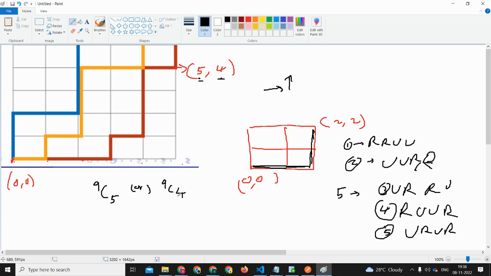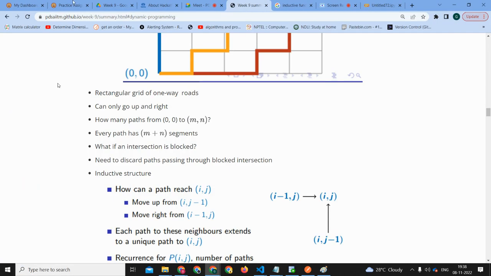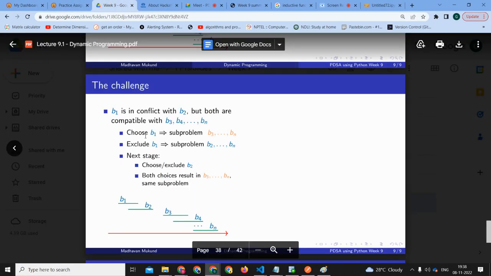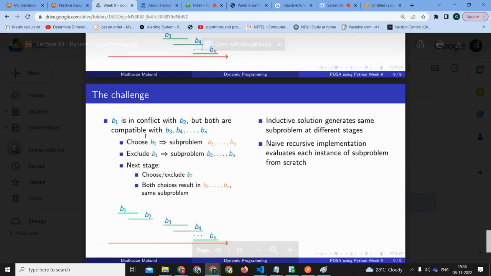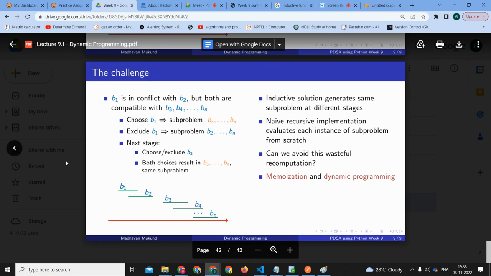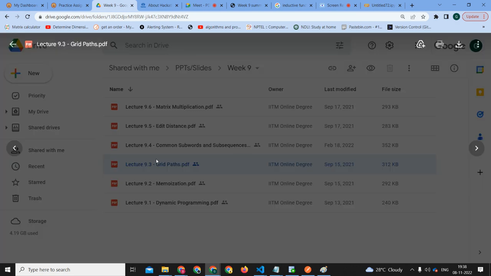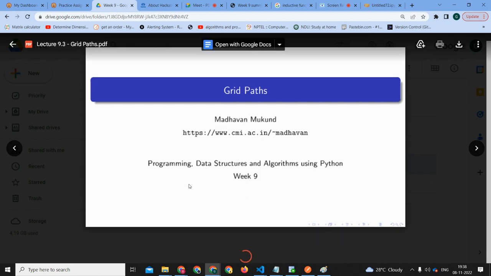Whether it adds up or not, I saw the lectures. I'll confirm. Or should I look at the lecture? Yeah, it will be. There is nothing in this here. Go for the grid. Yeah, grid paths.